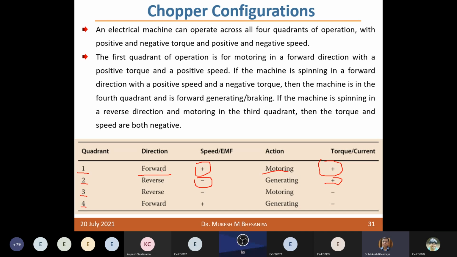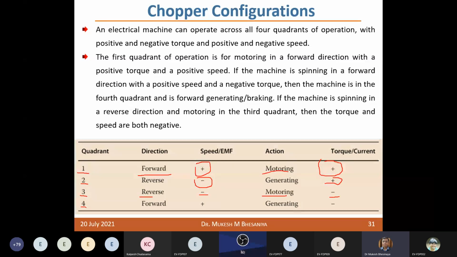Your battery will charge. If the speed and torque both are negative, that means your voltage and current both are negative. In that case, it is known as reverse motoring. So when you are, say, parking your vehicle and moving it in a reverse direction, at that time you have to operate your vehicle in the third quadrant. So speed and torque both will be negative, or the voltage and current both will be negative.